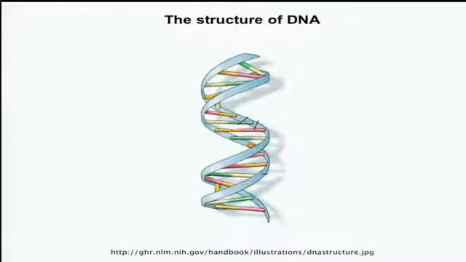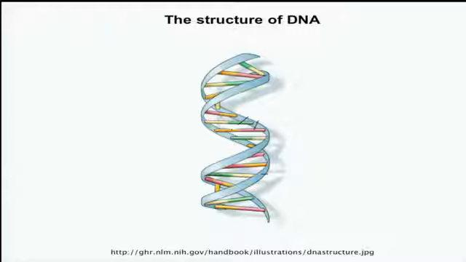And as you can see on this slide, I'm showing you a picture of DNA. This is what DNA looks like. It's a molecule made up of atoms. There's a lot of carbons and hydrogens and nitrogens and oxygens. And it forms a three-dimensional structure shown here as a double helix.